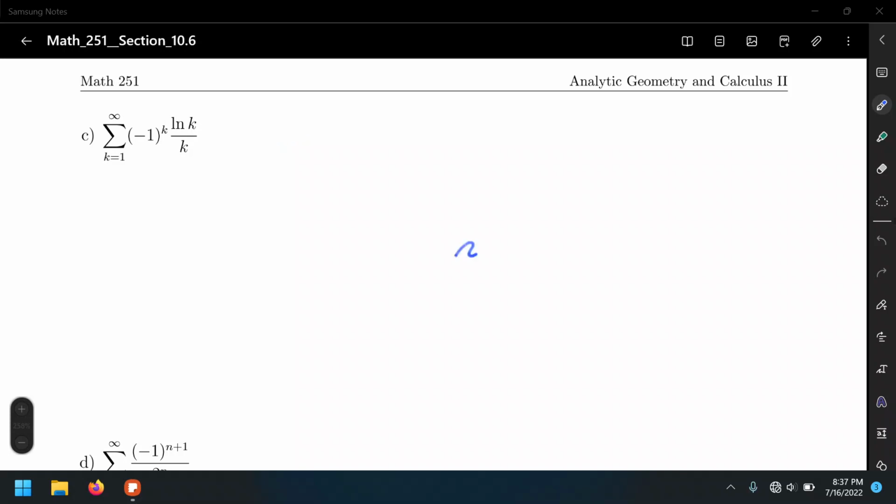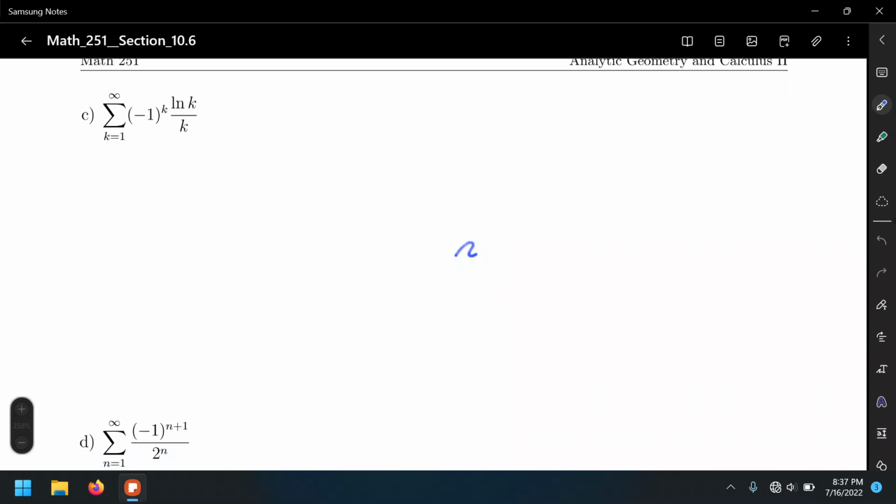Alright, so continuing with the alternating series test exercises, let's go over letter C. Sigma k equals 1 to infinity, negative 1 to the k of ln of k over k. So number one, let's check the first two conditions to determine whether the alternating series converges. So that's the first condition, that the limit of b sub n as n approaches infinity has to be 0. Let's see if it is the case.